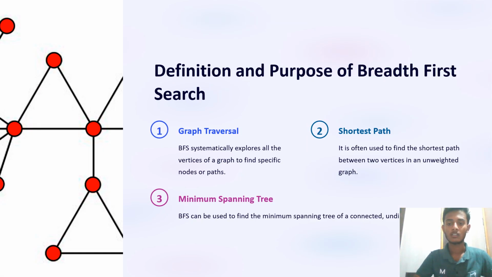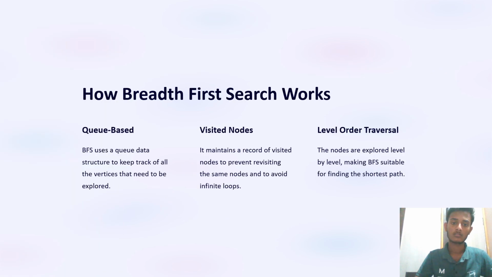Defining and purpose of breadth first search graph traversal. BFS systematically explores all the vertices of the graph to find specific nodes or paths, shortest path. It is often used to find the shortest path between two vertices in an unweighted graph, minimal spanning tree. BFS can be used to find the minimal spanning tree of a connected unweighted graph.